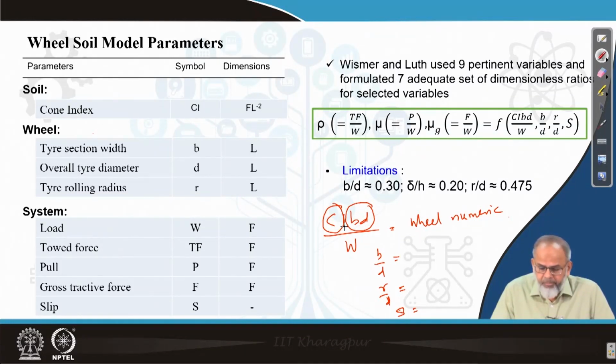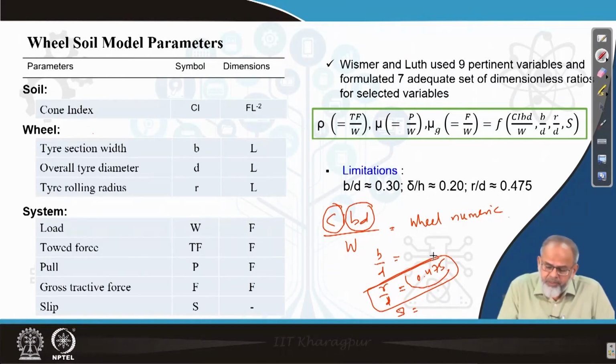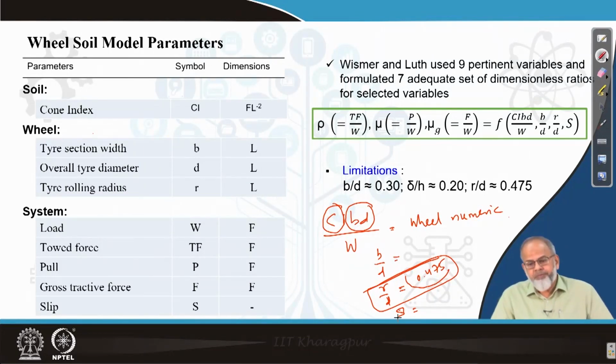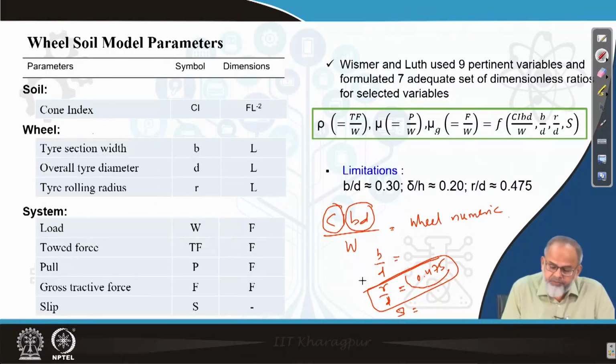If you look at this one, CIBD, there I have indicated the tire rolling radius R by D. R by D for most of the tires is around 0.475. That means it is basically a constant factor. It is not varying for the agricultural tires. The other parameters which are varying are B by D and the slip. Slip again depends on the type of soil and what pull is developed. So slip is dependent on that. The only thing which is left is the B by D ratio.